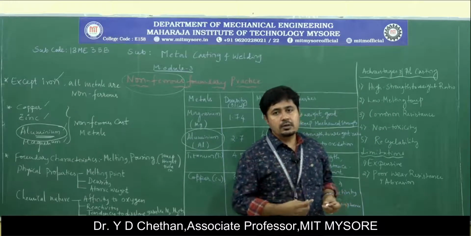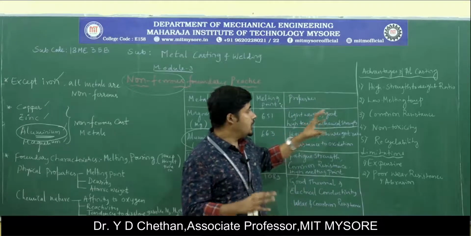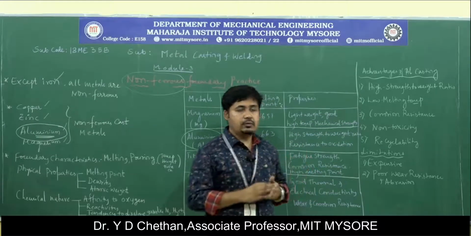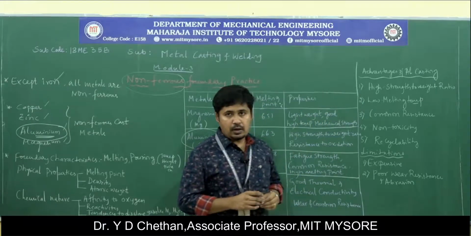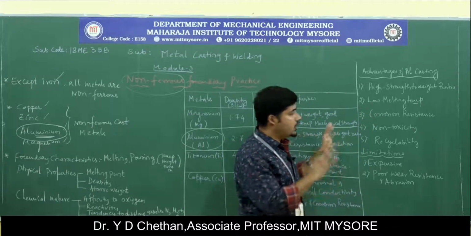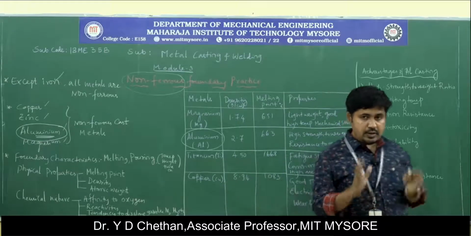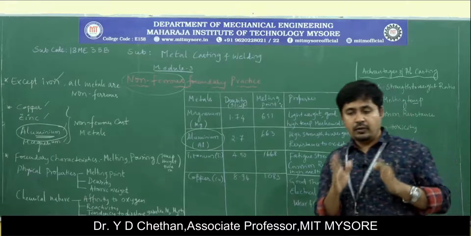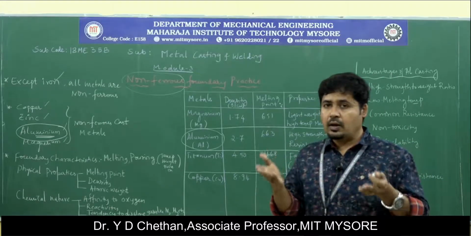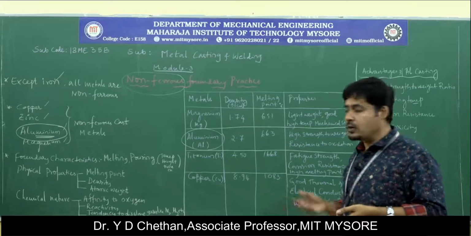What are all the advantages of having aluminum in the casting process? The first one is it is going to possess a high strength to weight ratio. That is the beauty of this particular aluminum metal. Then the second one is it is going to possess a low melting temperature. So, whenever the low melting temperature comes into picture, the design of melting furnaces, selection of melting furnaces and its parameters are almost negligible, or you can give less importance to this one.